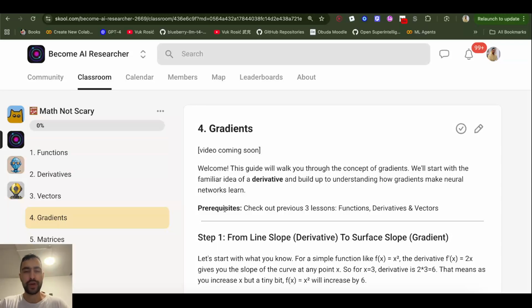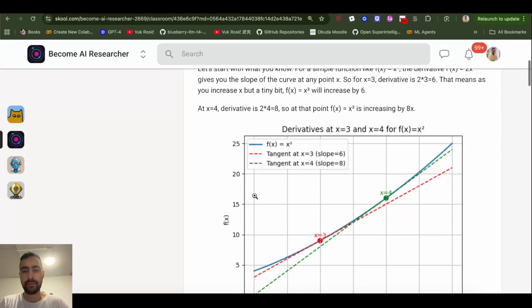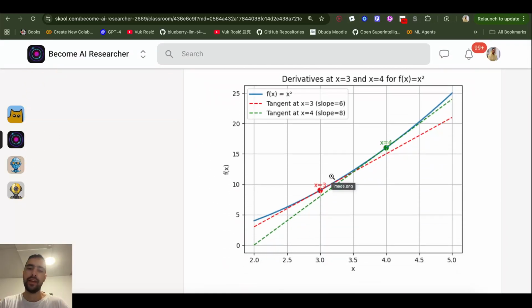Now let's learn about gradients. I recommend you watch the video on derivatives because this is closely connected. To remind ourselves, a derivative is the slope at a single point on a function.